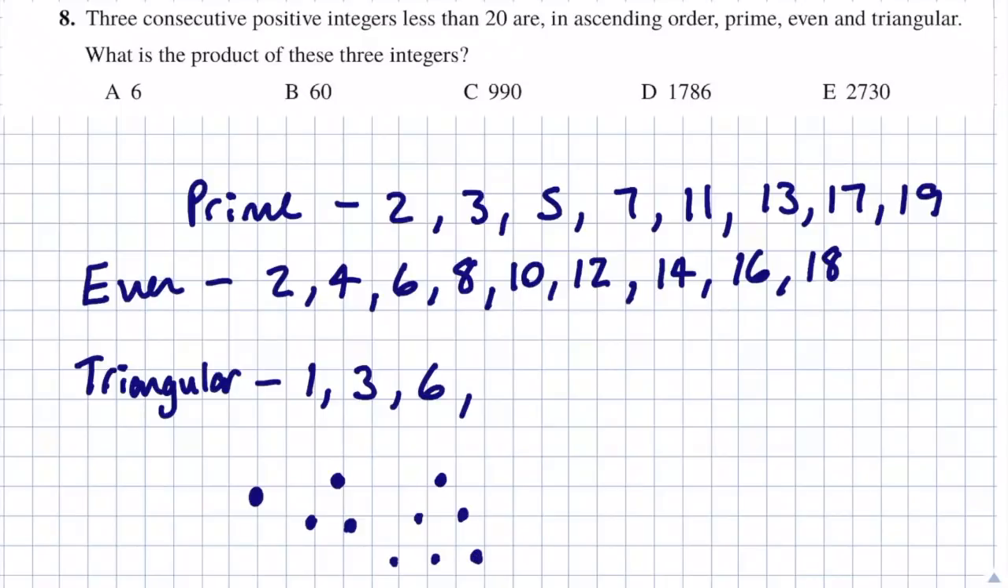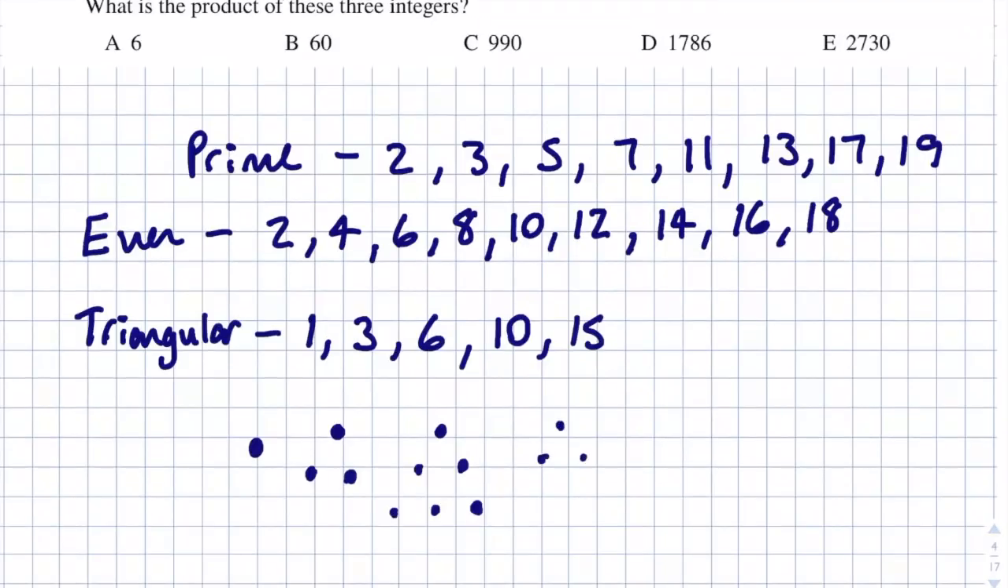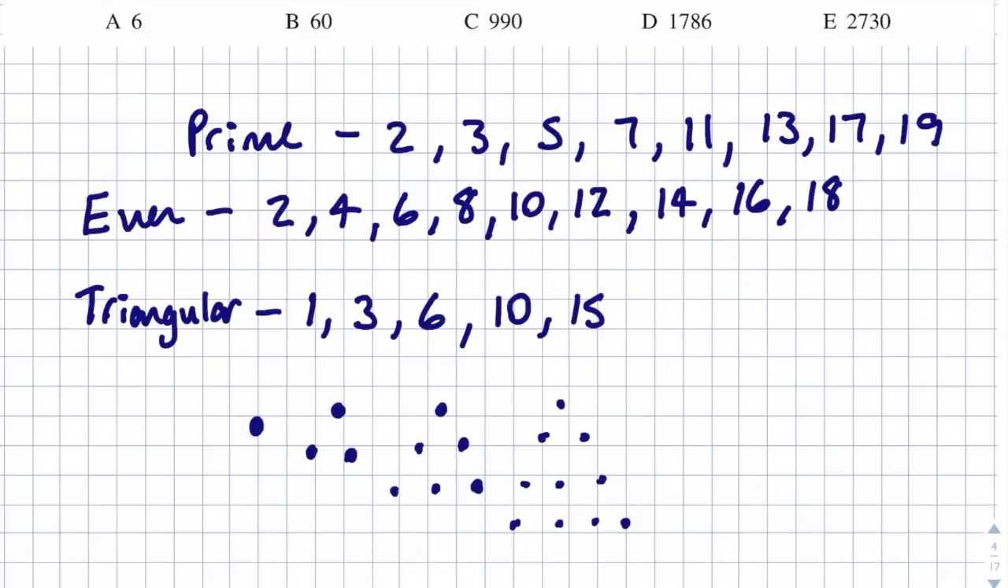And then the fourth term is 6 add 4, which is 10. Then 10 add 5, which is 15. And then 15 add 6, which is 21, but that's greater than 20. So yeah, I'll just draw that below there. So we need to find 3 integers which are prime, even, and triangular, which are all consecutive, and then we basically need to multiply them together to get one of those answers.